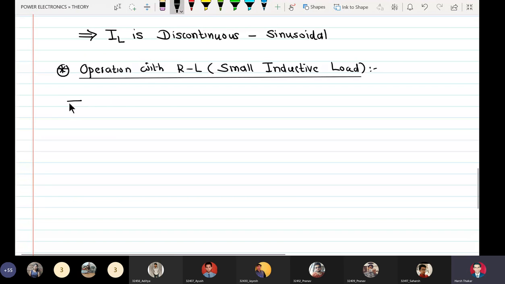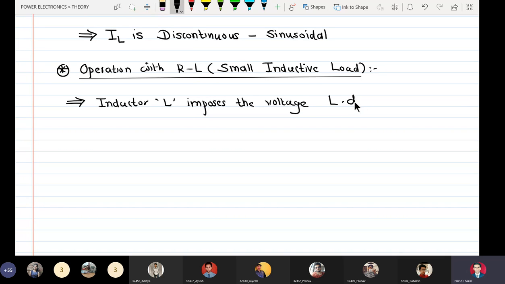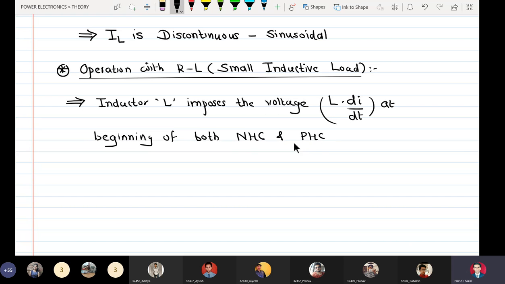So here, what are the important points? First, inductor L imposes the voltage L di by dt at the beginning of both negative half cycle and positive half cycle.